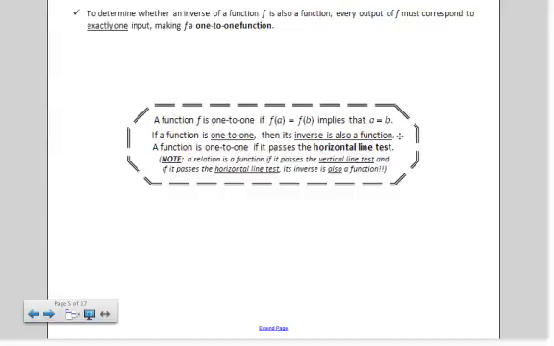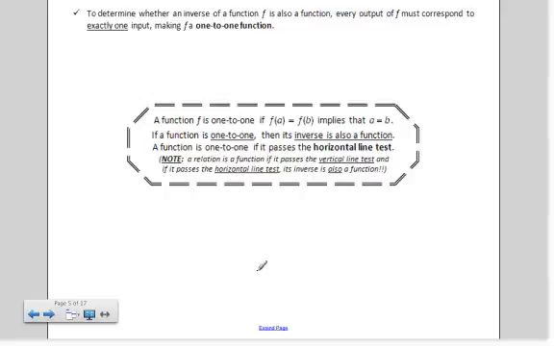Okay? So, we know a function is one-to-one if it passes the horizontal line test. That means that if it's a function, it passes the vertical line test. If it's one-to-one, it passes both the vertical line test and the horizontal line test. And the cool thing about that is, if a function, call it f, passes the horizontal line test, then its inverse, when we go to graph it, will also be a function.